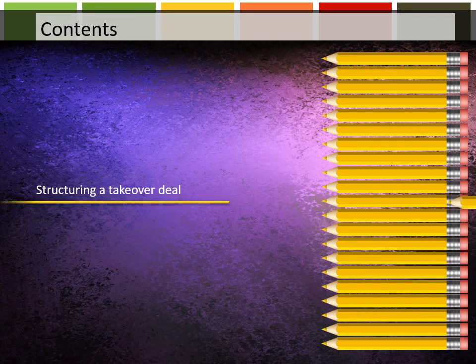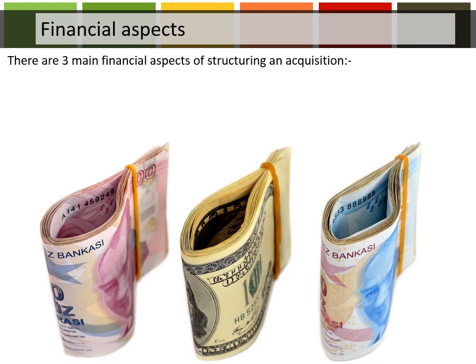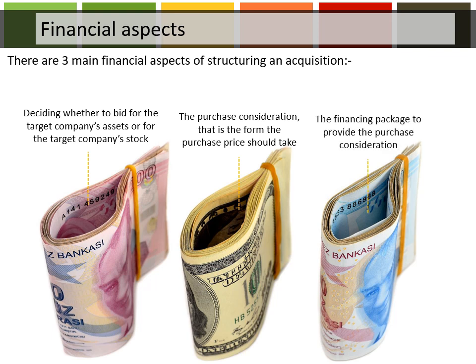Next, let's take a look at structuring a takeover deal. Financial aspects. There are three main financial aspects of structuring an acquisition. Deciding whether to bid for the target company's assets or for the target company's stock. The purchase consideration, that is the form the purchase price should take. The financing package to provide the purchase consideration.